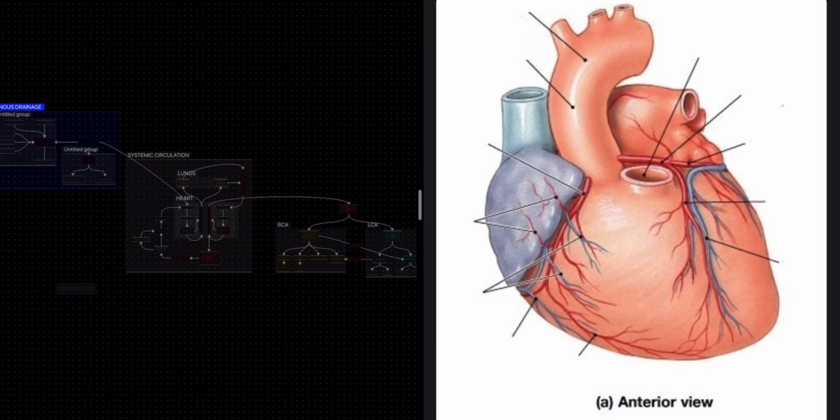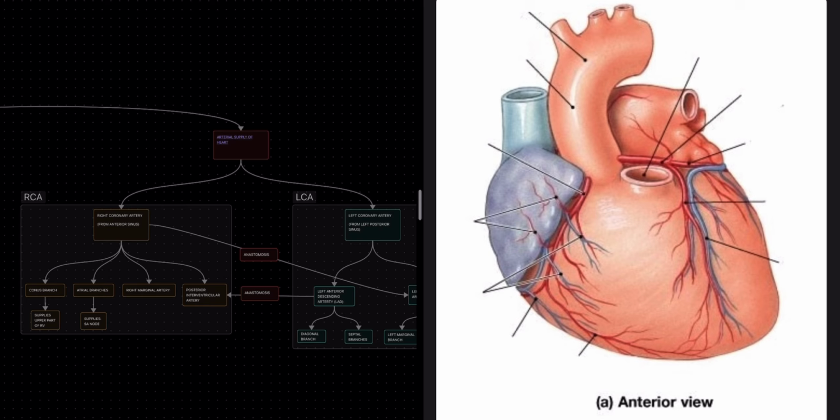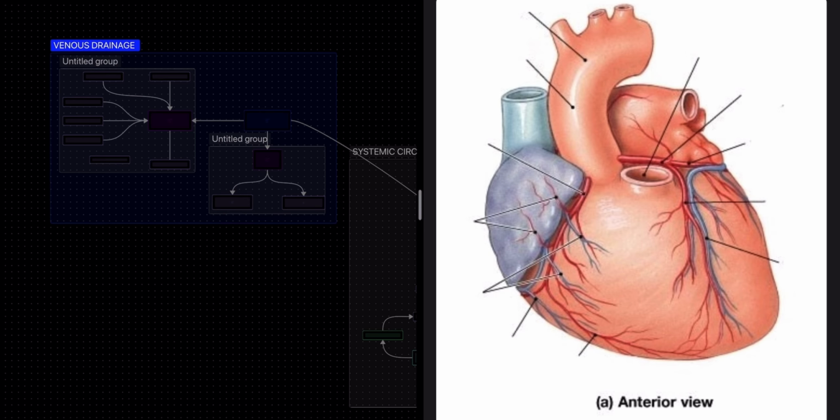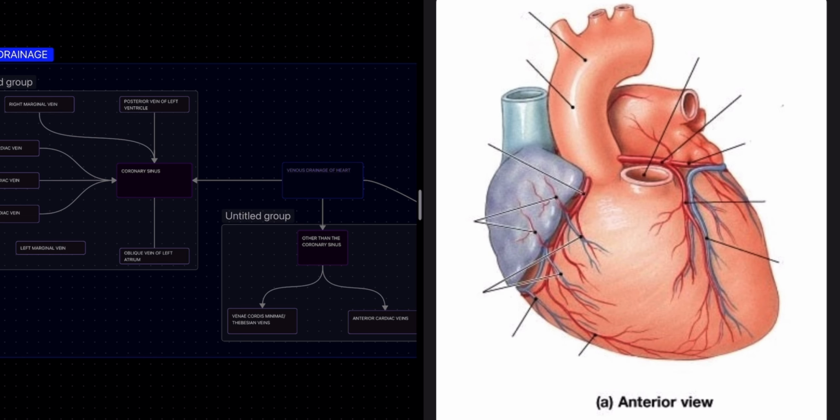Hi, in the last video we had discussed the coronary supply of the heart, also known as the arterial supply. But in today's video we are mainly going to focus on the venous drainage of the heart, because the blood supply of the heart is incomplete unless we talk about the venous drainage.